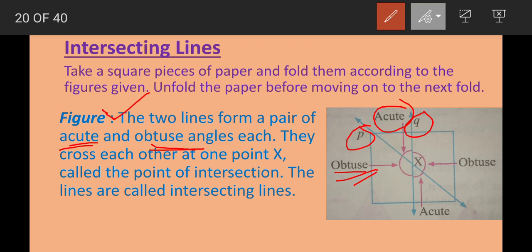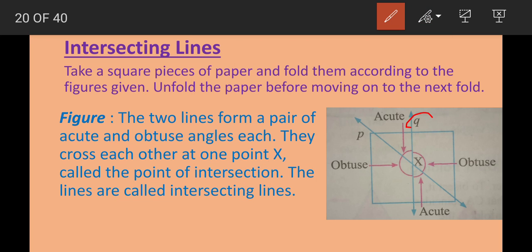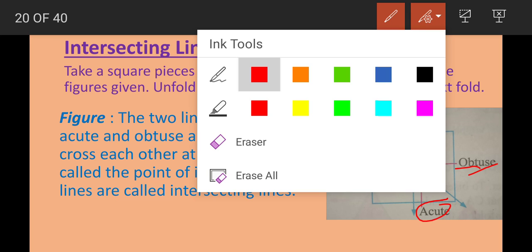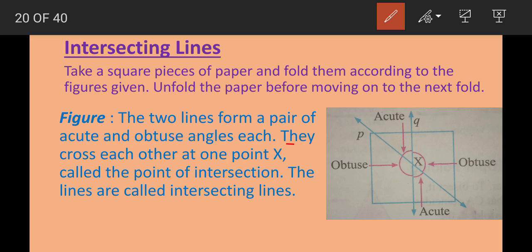So when we select this line Q, this is the acute angle, which means the other one is obviously an obtuse angle. Consider the other side. Here, on the opposite side, it is the obtuse, greater angle, and this is the acute angle. Clear everyone? Next, they cross each other at the point X and it is called the point of intersection. These two lines cross at a point, and that point is known as the point of intersection, and these two lines are known as intersecting lines.